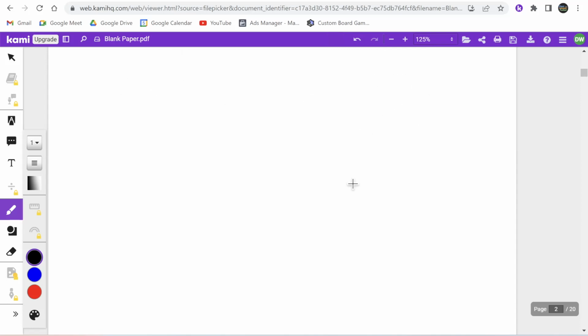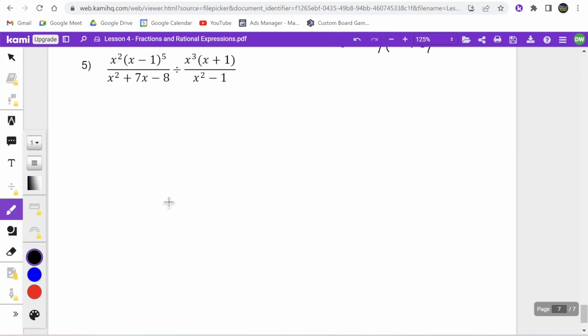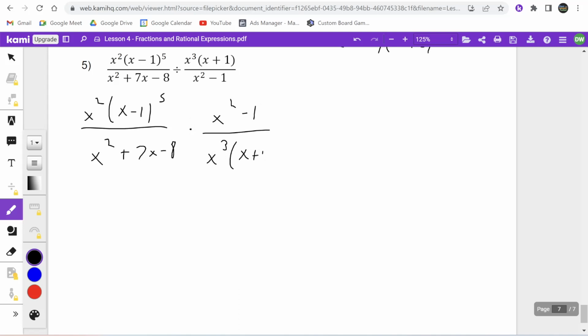Okay. And then the very last one of the day, it will probably be the hardest, and I bet you it is. This monstrosity. So again, first thing I'm going to do is rewrite it by flipping the second fraction and then multiplying. So in other words, it's going to be times (x squared minus 1) divided by (x cubed times x plus 1). So again, I need to factor anything that I see has an x squared in it.